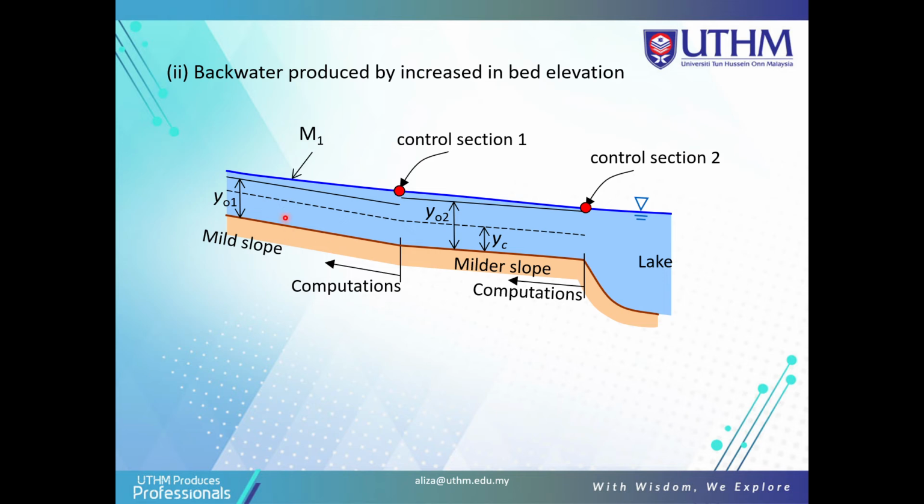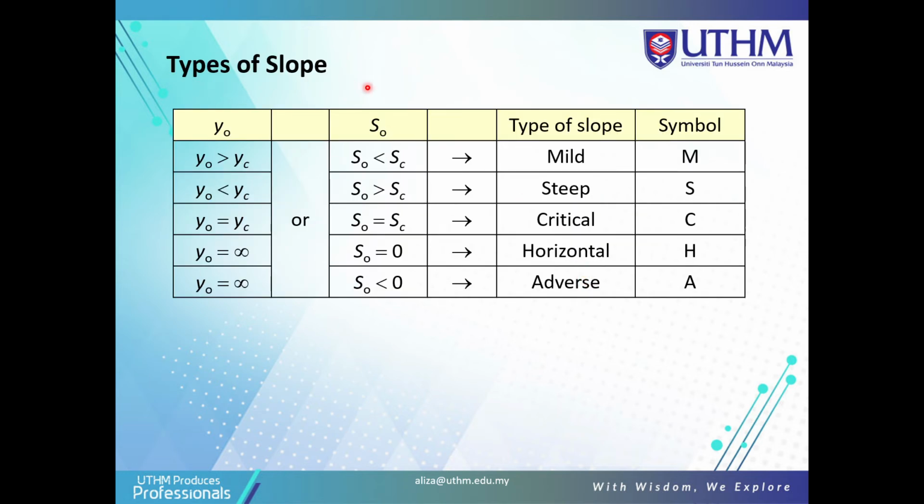So this is based on the mild slope. The mild slope is M1 here, and M2 here based on the YC and so on, to the controls. They have two control sections, control section 1 here and control section 2 here. Okay, so these are the types of slope. For gradually varied flow, they have the type here using the Y0 and S0.